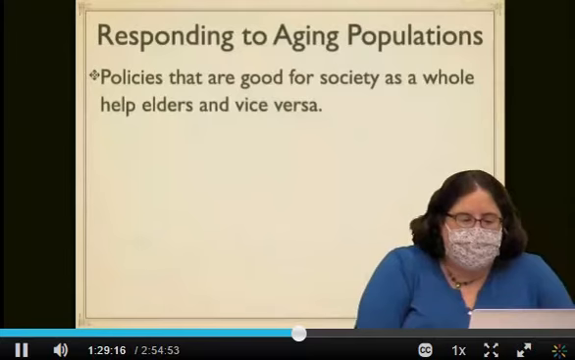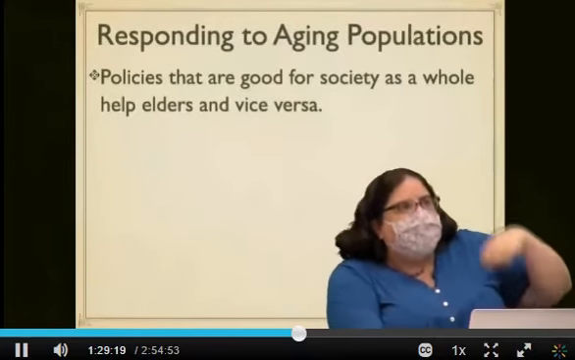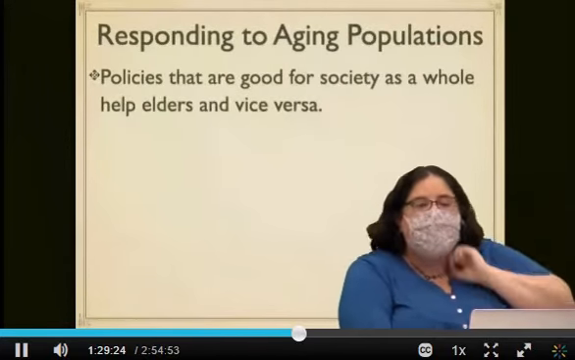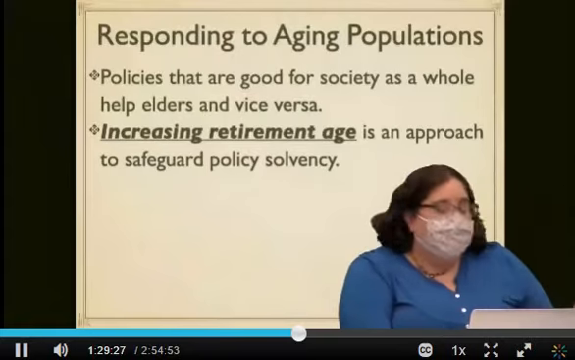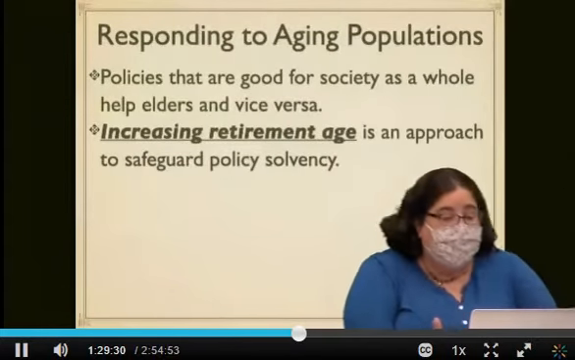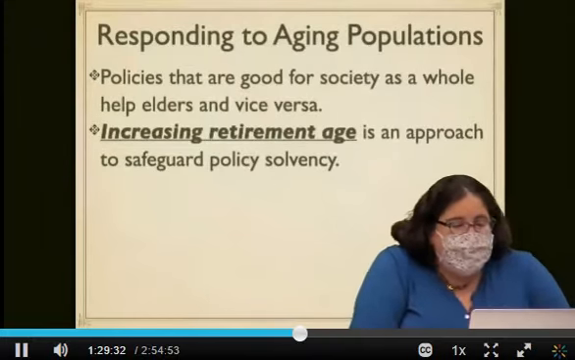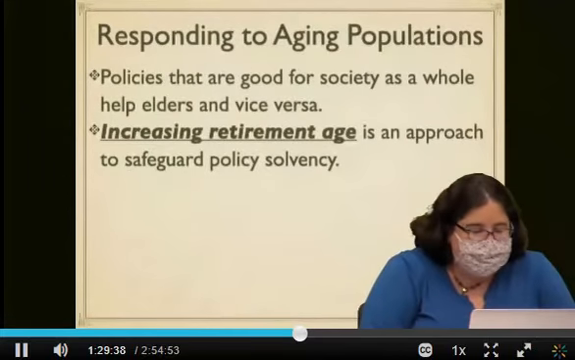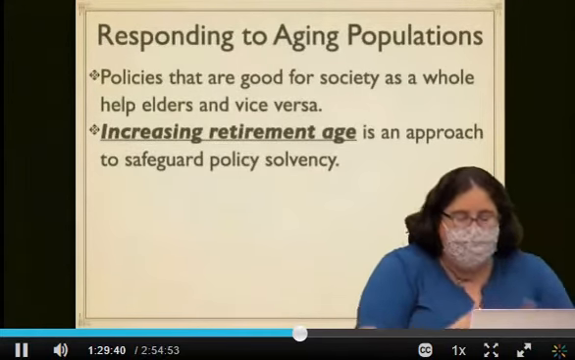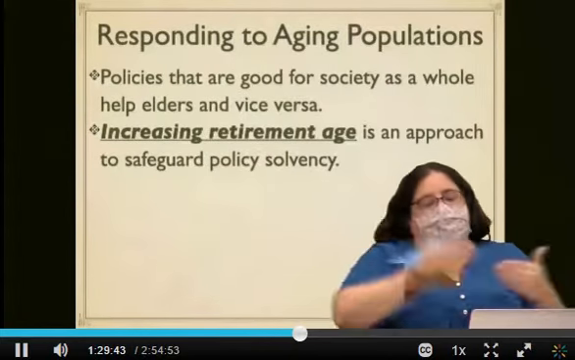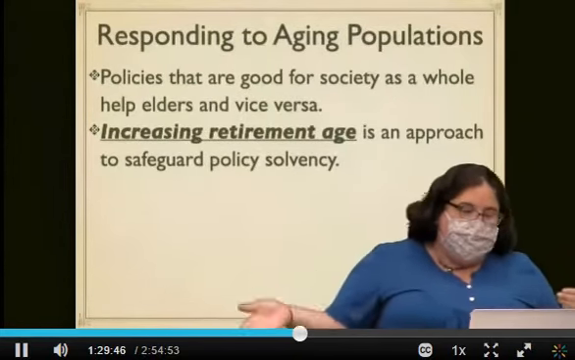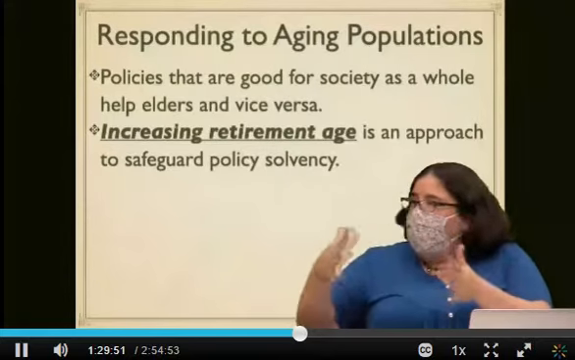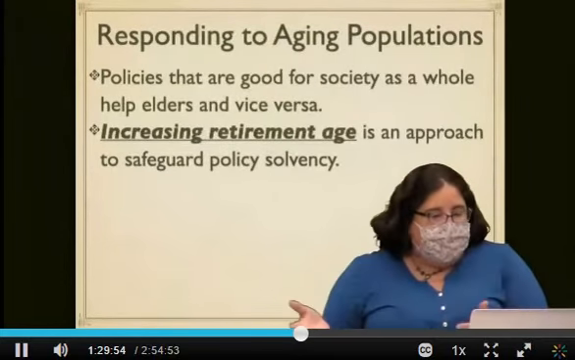One potential solution, so we talked about Social Security and Medicaid and things like that reaching insolvency, not being able to fund what they're meant to do. One solution that's been posed and implemented at least once in my lifetime is increasing the retirement age as a way to safeguard policy solvency. So if you increase the retirement age, they increased it from 55 to 60 at one point, and I believe from 60 to 65 at one point. And the idea is that reduces the number of people who are drawing on that service, right?